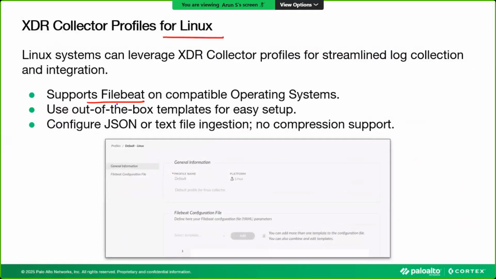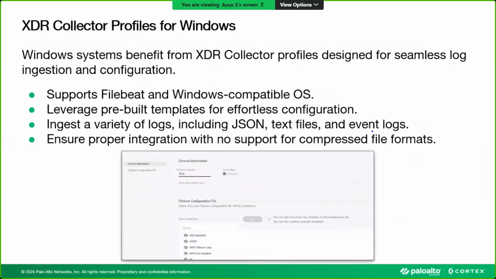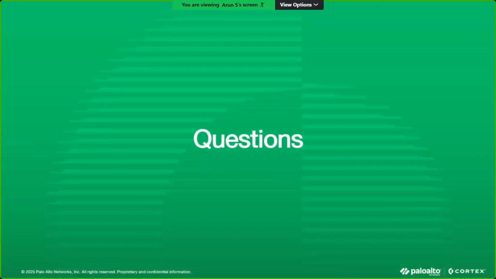So you can use the out-of-box templates for easy setup. Configure JSON or text file ingestion. No compression support. For Windows, both Filebeat as well as Winlogbeat are compatible here. Again, we saw how to configure this profile. Once the profile is ready, add it to your policy rule and push the policy rules to the Windows collectors. So that's about it, guys.